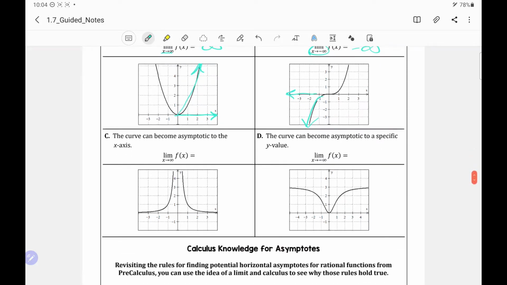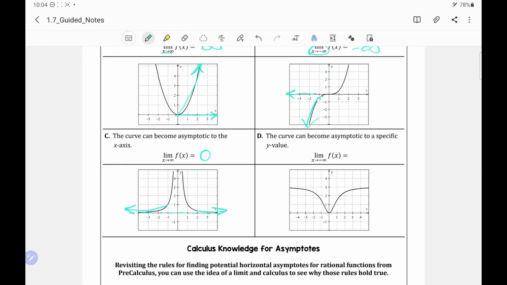C, the curve can become asymptotic to the x-axis. So our x-axis is here. And notice our 2 graphs are going near to it, but they're never going to cross it. So that's a limit of 0. Let me write that a little better. That's a limit of 0.